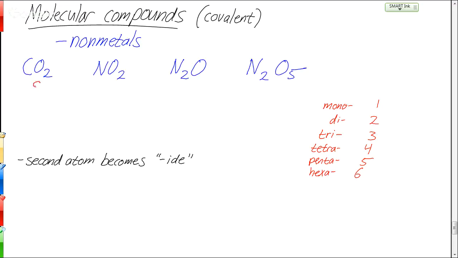So this one, as you may know, is called carbon dioxide. That di tells us that there are 2 oxygens. What about this third one right here, N2O? How would you name that one? Close. It's dinitrogen monoxide.